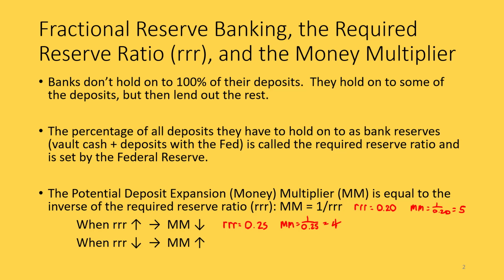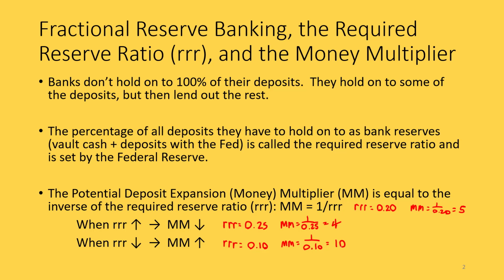Right? This will force banks to keep less money in their vaults or in deposits with the Fed, which allows them to loan out more and takes advantage of that multiplier process. So if they lower the required reserve ratio down to say 0.10, so that banks only have to keep 10% of their deposits on hand, then the money multiplier is going to be equal to 1 over 0.10, which is going to be equal to 10. So every $1 increase in money supply from the Fed could result in as much as a $10 increase in money supply after it goes through this multiplier process.